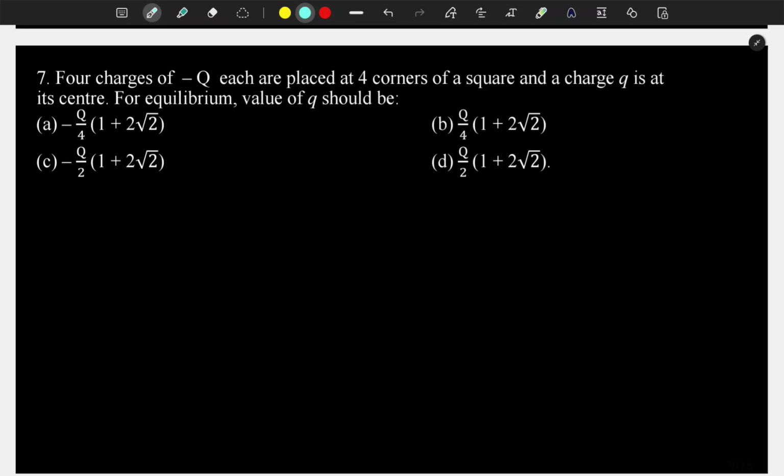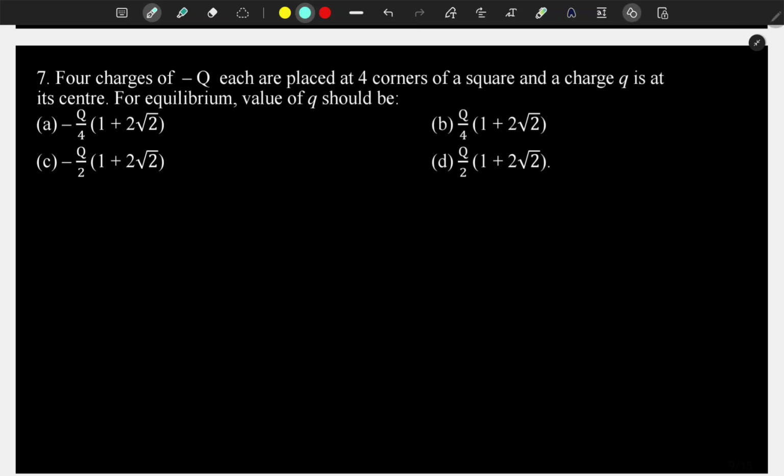Let us solve a few more questions based on Coulomb's law topic. So here we have the question: 4 charges, minus q each, are placed at 4 corners of a square and charge small q is at its center. For equilibrium, the value of small q should be.